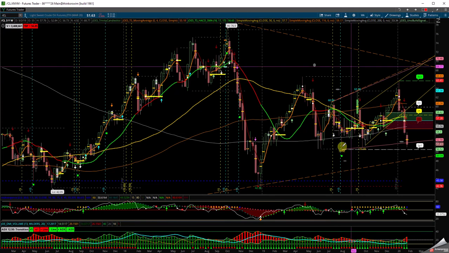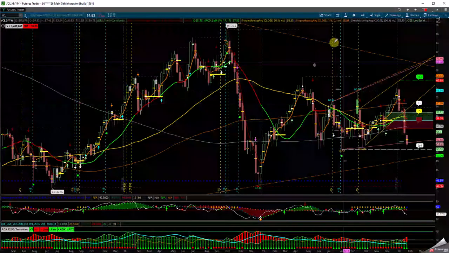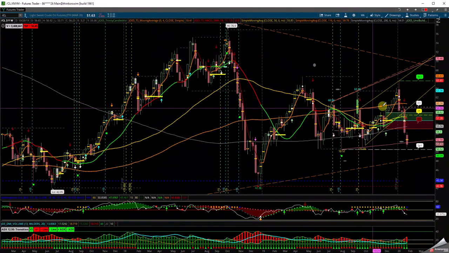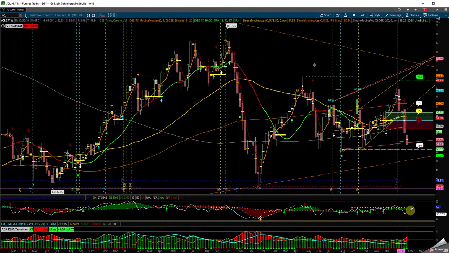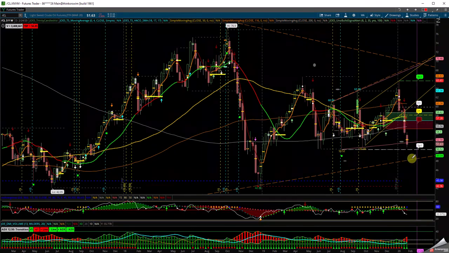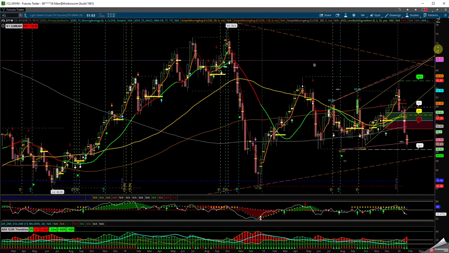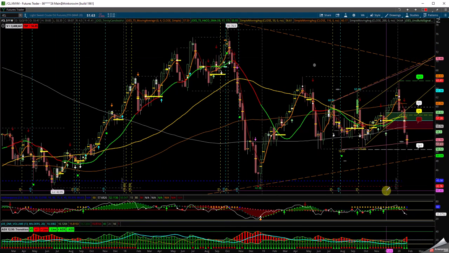If this doesn't hold here, we got the major channel here. We are in a symmetrical triangle on the weekly, in a compression, coming out of the compression. Is this compression going to continue lower to get us to this channel and eventually fill this gap, then come back up on the third touch of the 43? I'm not trying to be bearish. I'm just showing you what is possible.